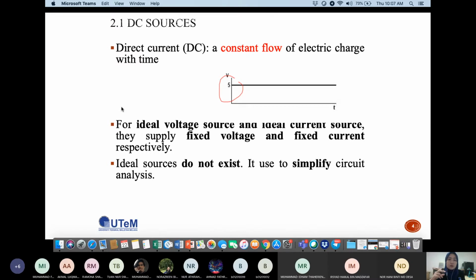However, in the analysis, we use ideal sources in order to simplify the circuit analysis. For example, in this class, given a circuit, we will give the source 5 volt, 10 volt. We don't give you 4.99 volt or 4.98 volt as the source. We assume it as ideal.